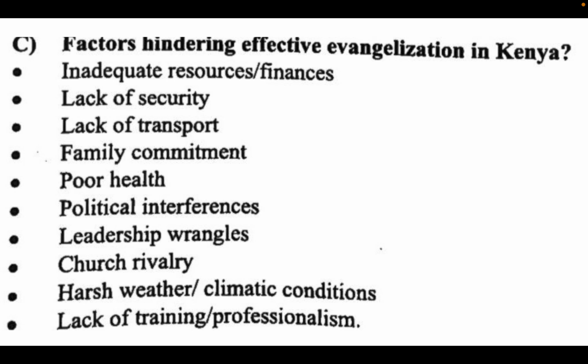C. Factors hindering effective evangelization in Kenya. Inadequate resources, lack of security, lack of transport, family commitment, poor health, political interferences, leadership wrangles, church rivalry, harsh weather conditions, lack of training.